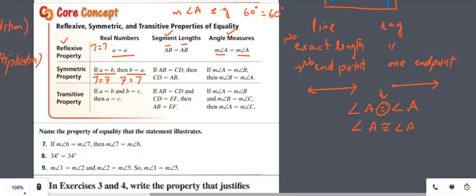Can you tell me the symmetric property? How can you write it in terms of the conditional statement and converse, contrapositive, etc.? What would be its converse statement? I'm talking about the symmetric property. What would be its converse statement?